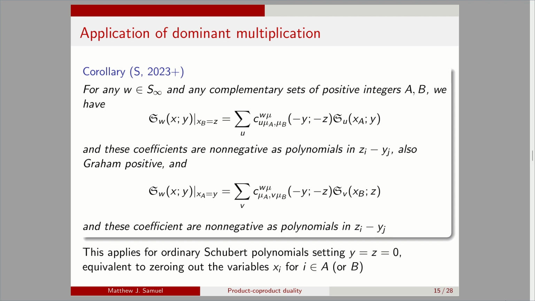So for ordinary Schubert polynomials, we set y and z to 0. This gives us a positive formula for zeroing out any subset of the variables to obtain a sum of Schubert polynomials in the remaining variables with certain positive integer coefficients.